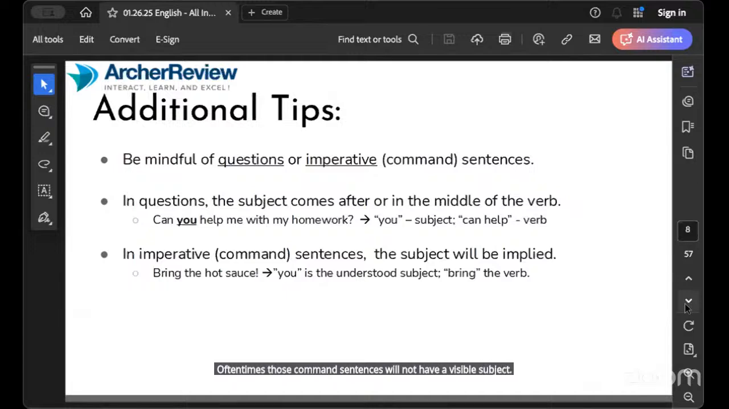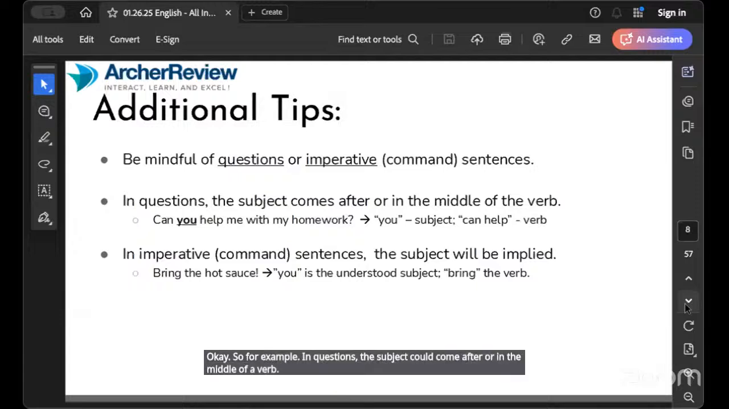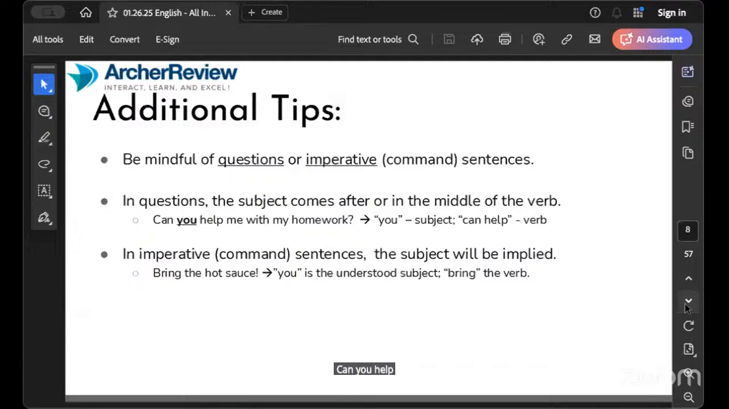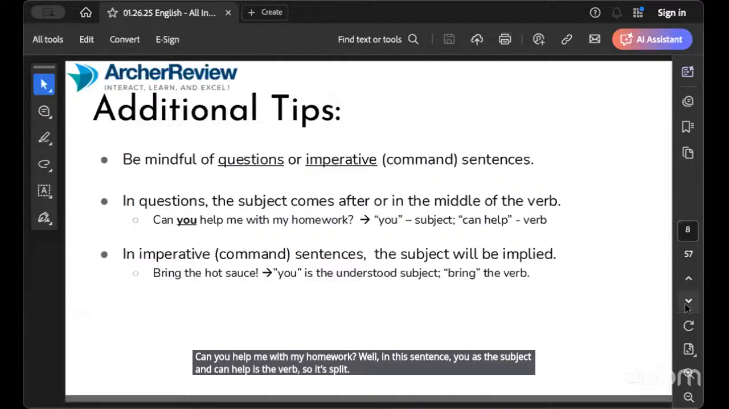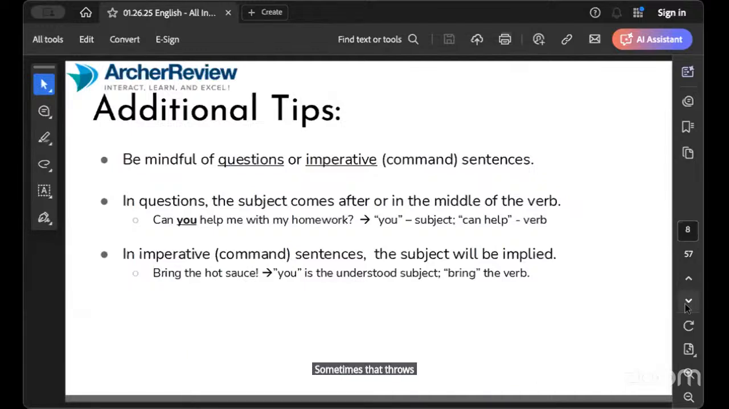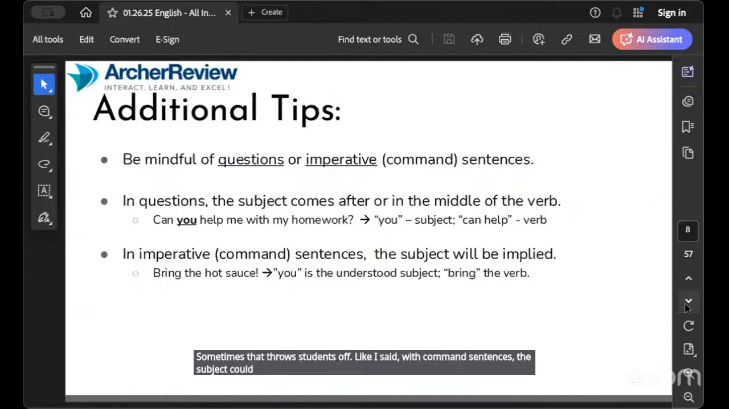So, for example, in questions, the subject could come after or in the middle of a verb. Can you help me with my homework? Well, in this sentence, you is the subject and can help is the verb. So it's split. Sometimes that throws students off. Like I said, with command sentences, the subject could be, and most of the time is, implied.